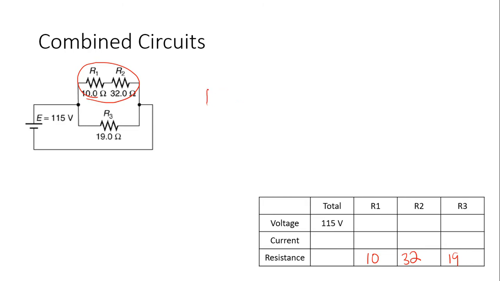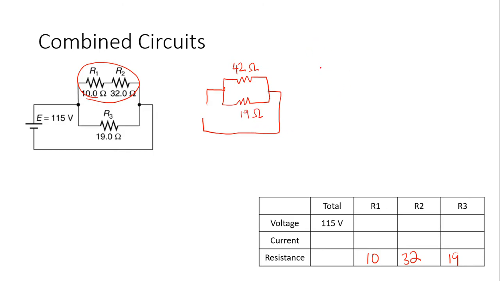And what I'm doing is creating an equivalent circuit, which, pardon my drawing, is going to look like this, where this is the total of R1 plus R2. 10 plus 32 is 42 ohms. This remains 19 ohms. So now I'm just solving a parallel one.